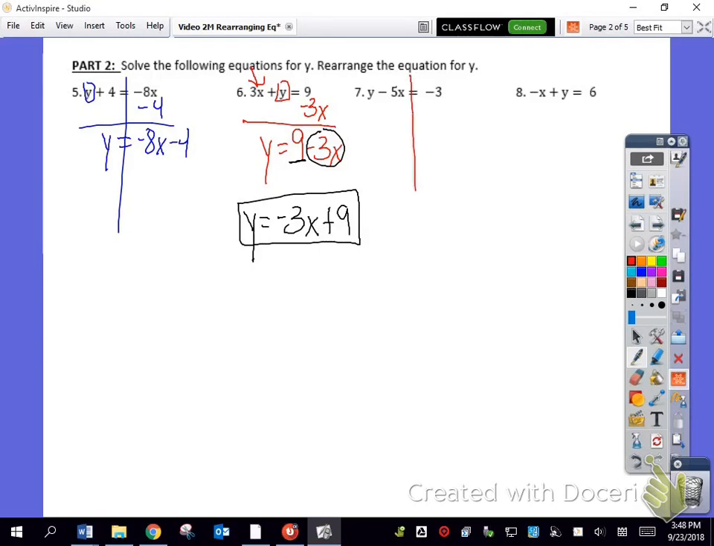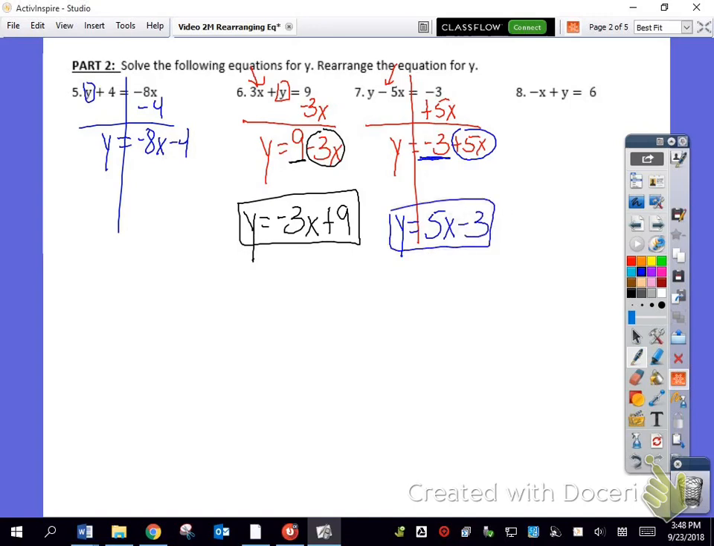On number 7, solve for Y. So the opposite of subtracting 5x is to add 5x. So Y equals negative 3 plus 5x. But if I rewrite that so that the x is first, since it's positive, I'm just going to say 5x. And then this is minus 3, so put minus 3. That is your answer.